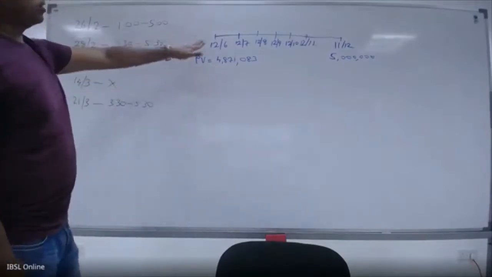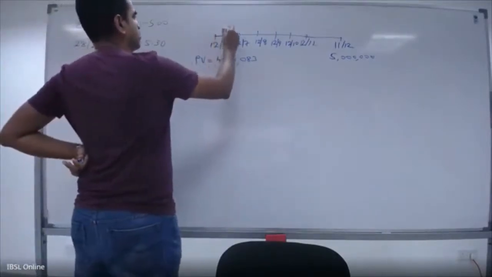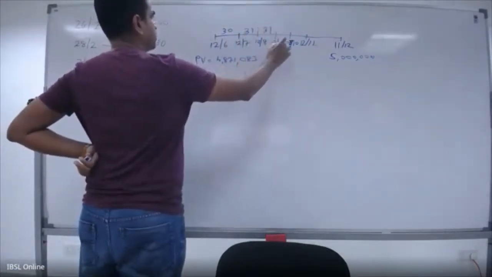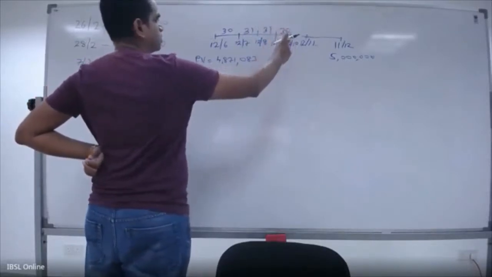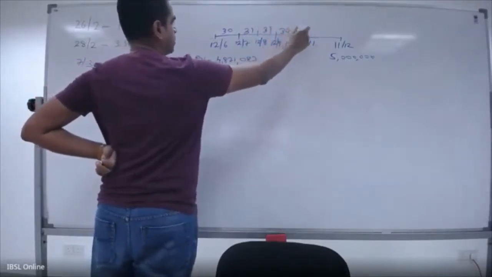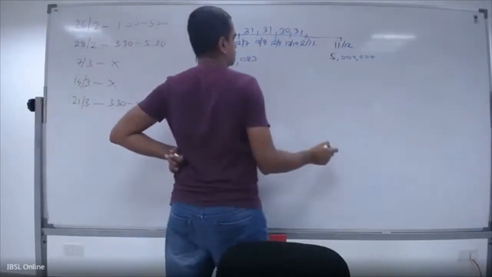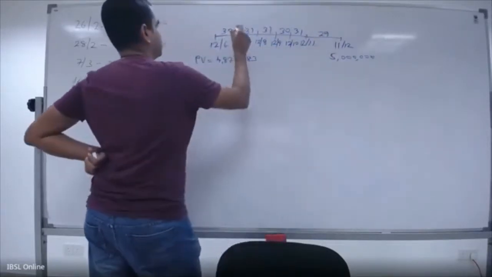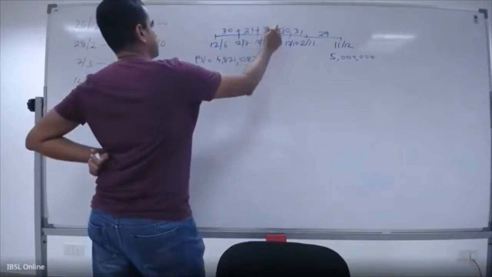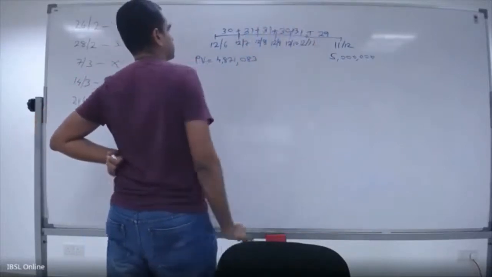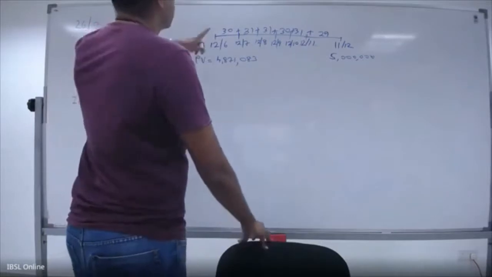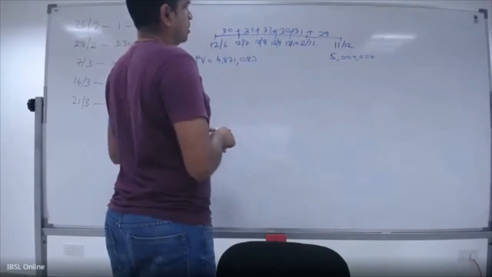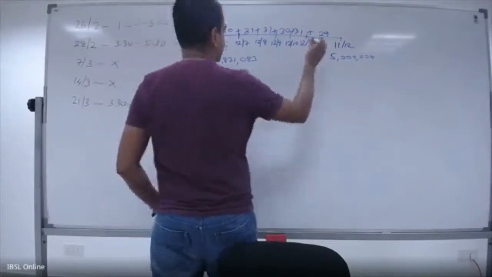And so the number of days, 12th June to 12th July is 30. July to August, 31. August to September is 31. September to October is 30. Then October to November is 31. November to December is 30, but you're taking 1 day less, so it's 29. This is plus, plus, plus, plus, plus. 182 days.